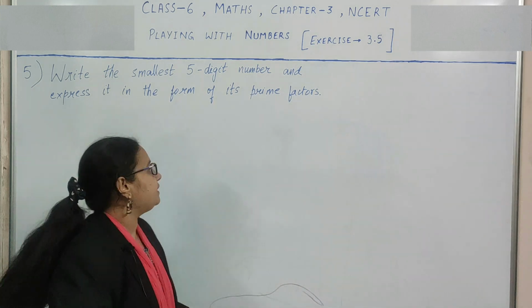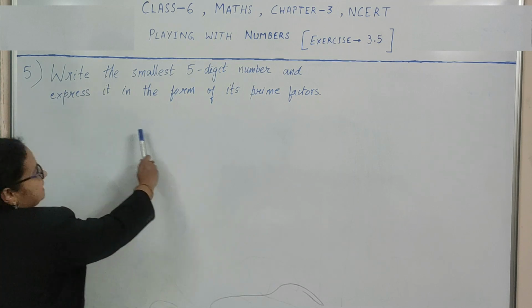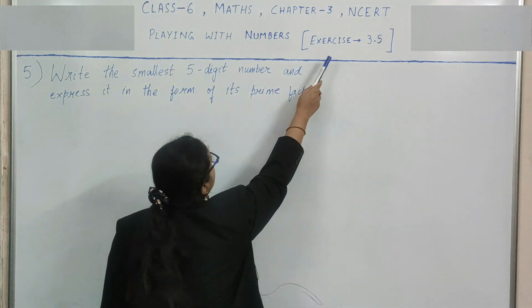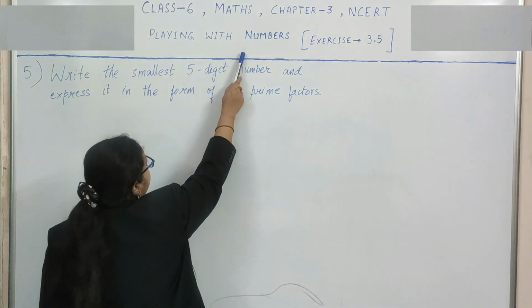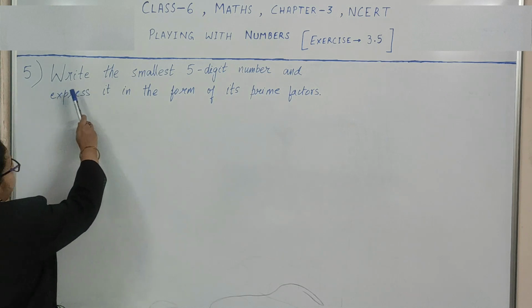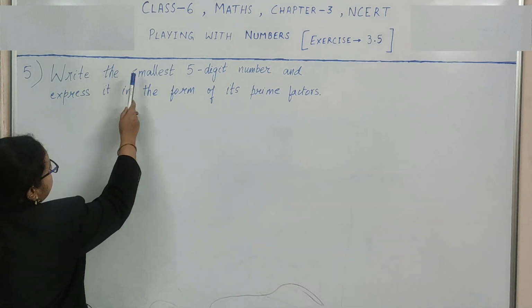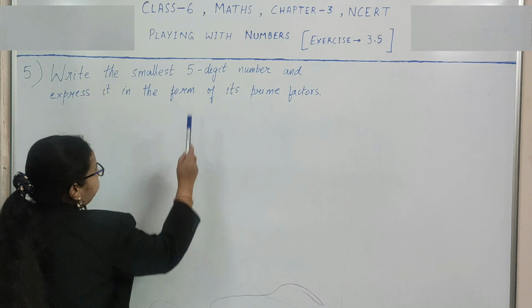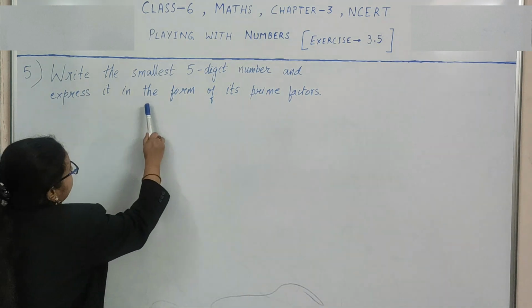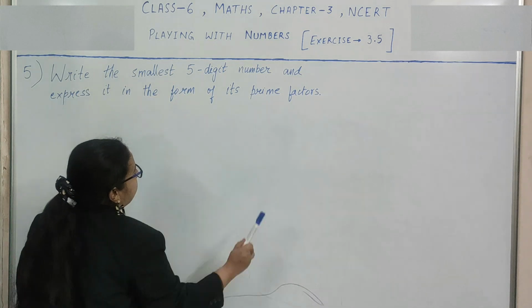In today's class, we will do question number 5 of exercise 3.5 from 6th class Maths NCERT book from chapter number 3, which is Playing with Numbers. Okay, so this is question number 5. Let us read this. Write the smallest 5-digit number and express it in the form of its prime factors.